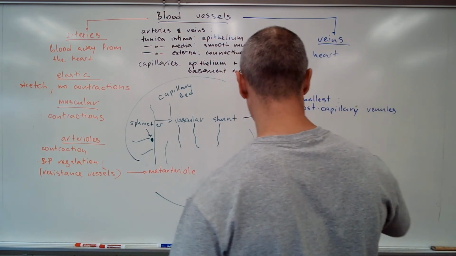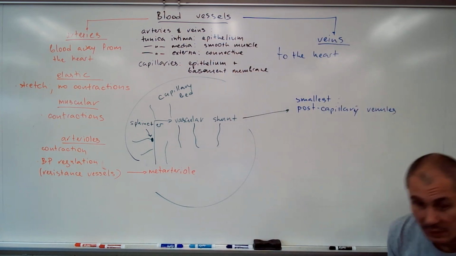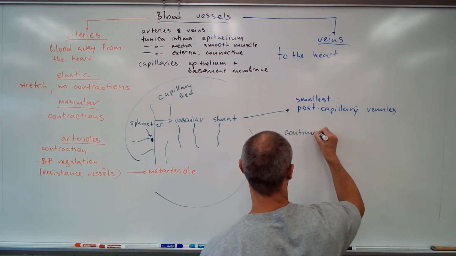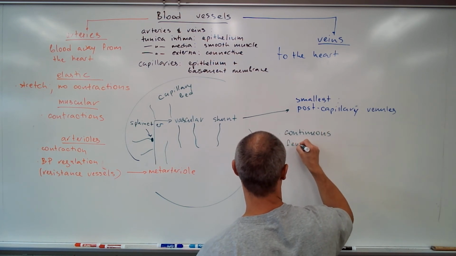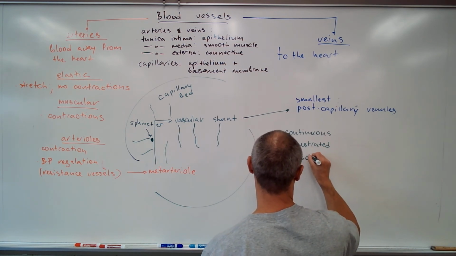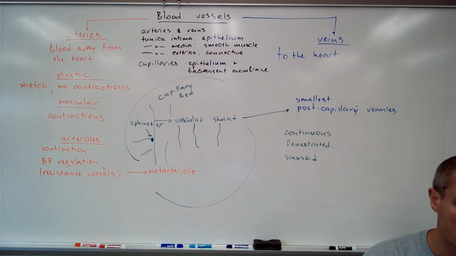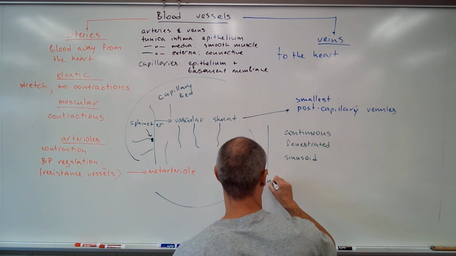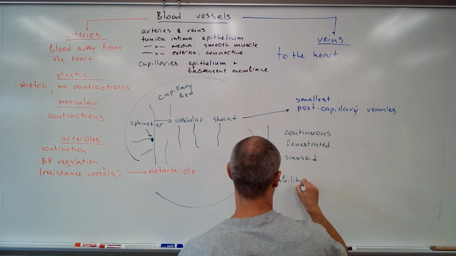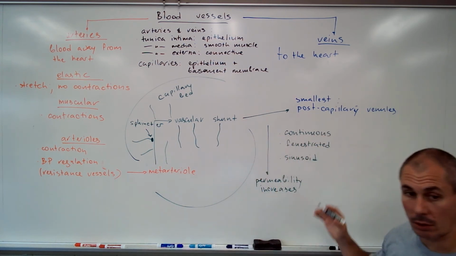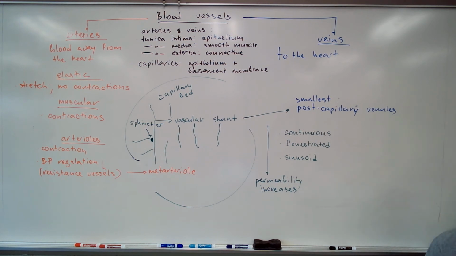Now, regarding capillaries, there are three types that I want you to know structurally: continuous, fenestrated, and sinusoid. In this row, permeability increases downward. So let's talk about this. Continuous capillaries are the least permeable. Am I clear?